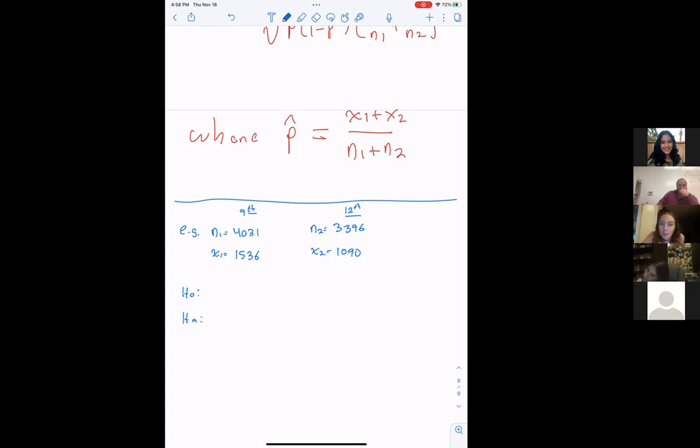Can you say the problem again? Sorry, I didn't hear that. Sure. It says, do these data give evidence that the proportion of ninth graders who eat breakfast daily is higher than the proportion of 12th graders eating breakfast daily?